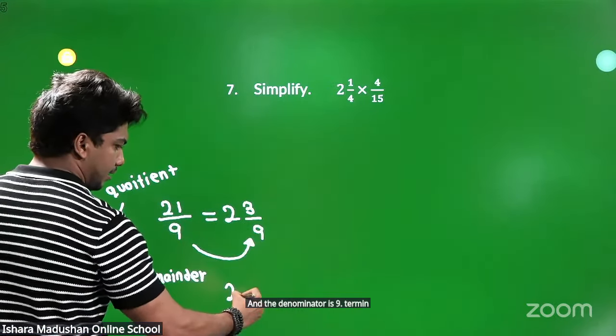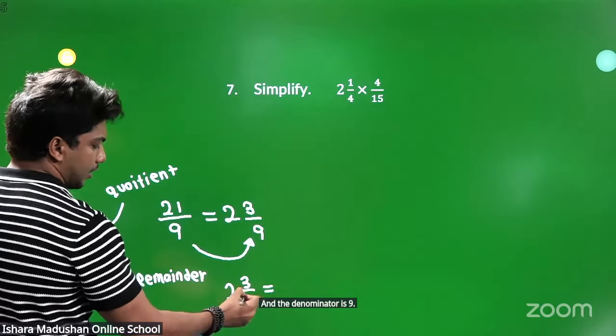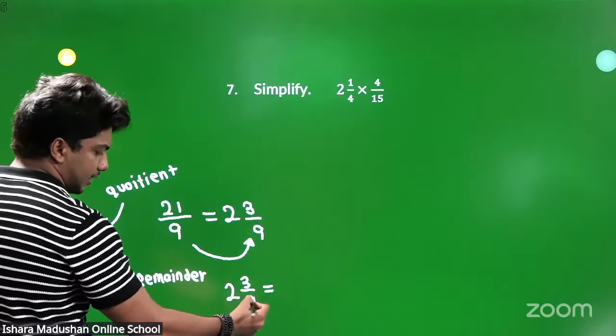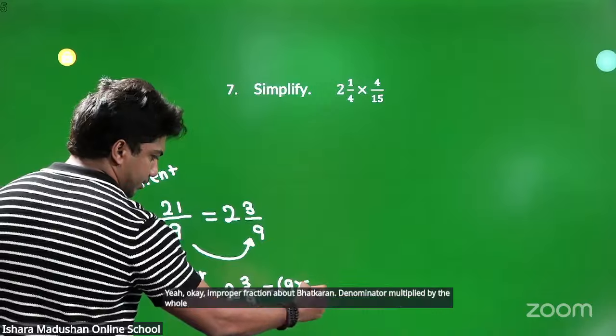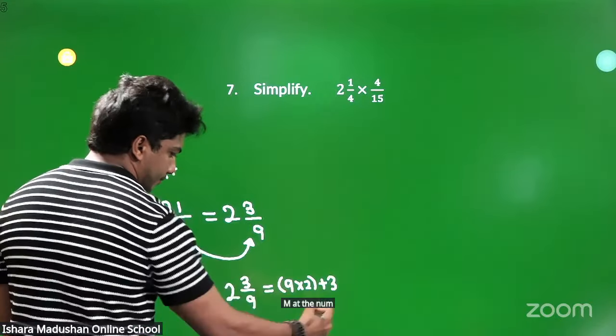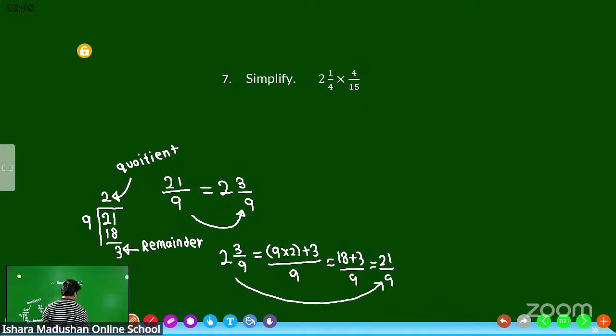Now, if a mixed number is given, how do we convert it to an improper fraction? Denominator multiplied by the whole number, add the numerator, and put the denominator here. 9 into 2 is 18, 18 plus 3 over 9. So 21 over 9. So we can convert in both directions.